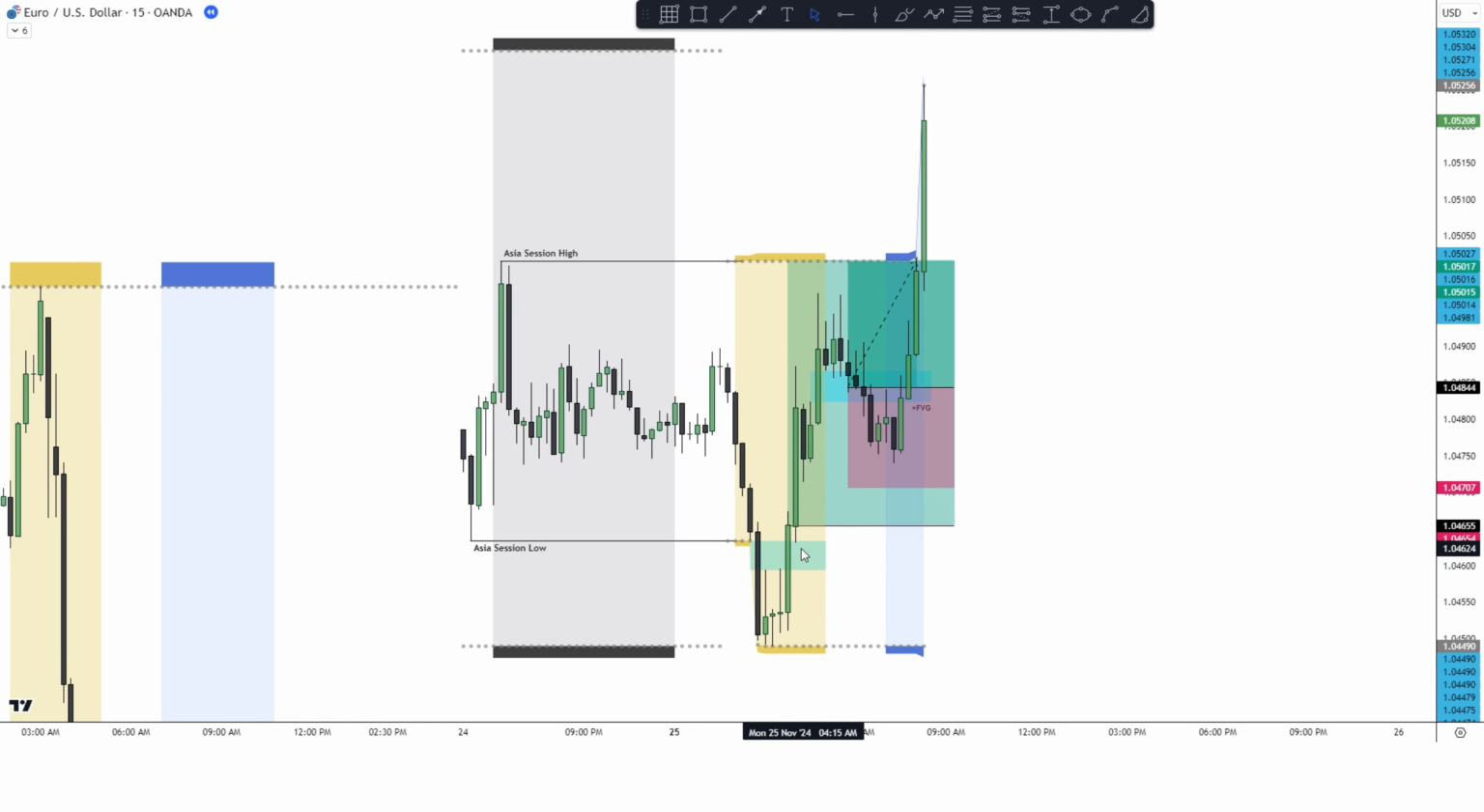So if you weren't able to get your trade down here at this inversion fair value gap, don't worry. Price will offer multiple opportunities throughout the trading day, so you never have to feel FOMO. That's going to be it.